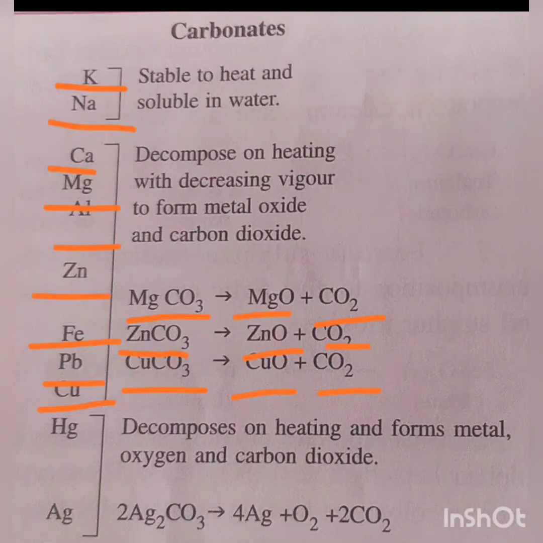The carbonates of mercury and silver decompose on heating and form metal, oxygen and carbon dioxide. Ag2CO3, that is silver carbonate, forms silver, oxygen and carbon dioxide.